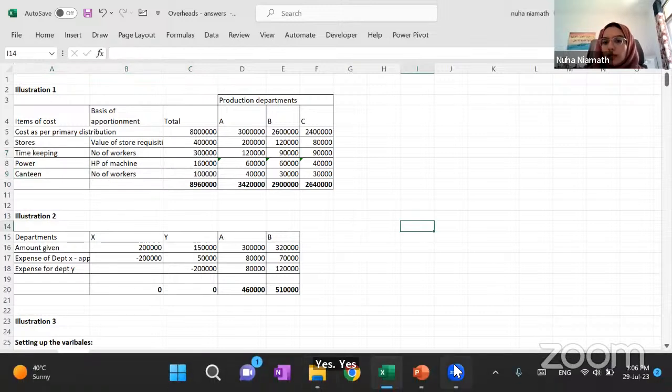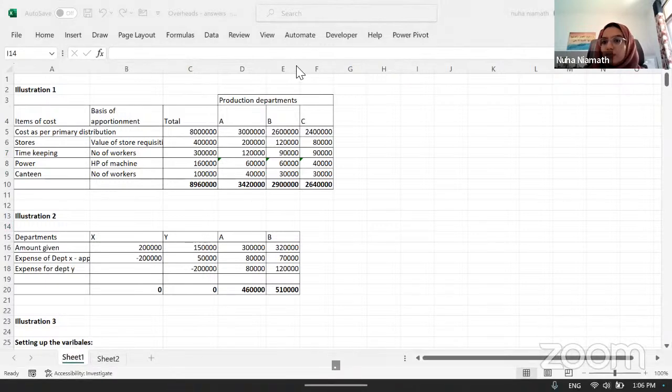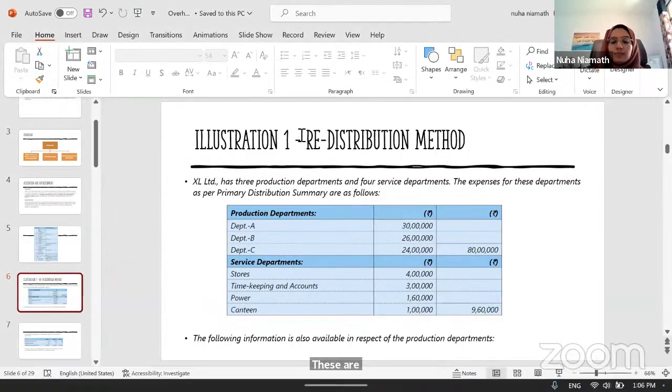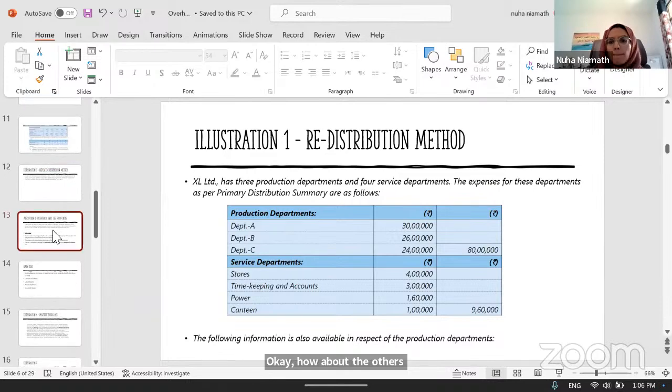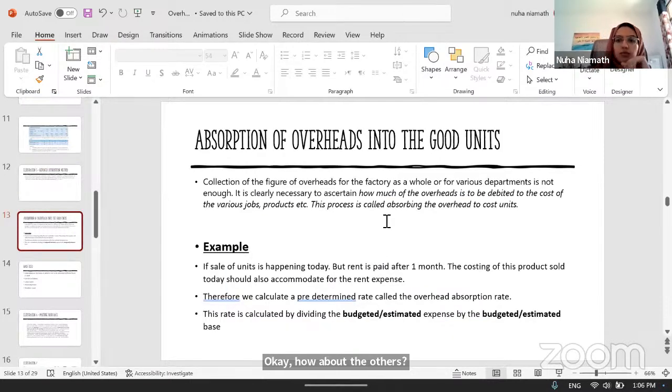Everybody else, are you back? Please let me know in the chat. Shall we proceed with the next part? How about the others? Please let me know. Ma'am, can you please show the fifth illustration question?